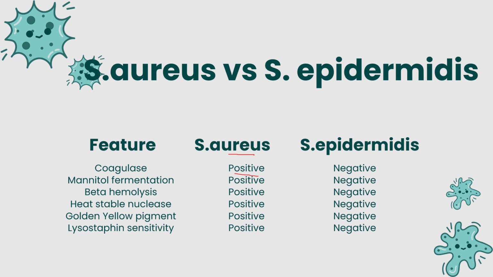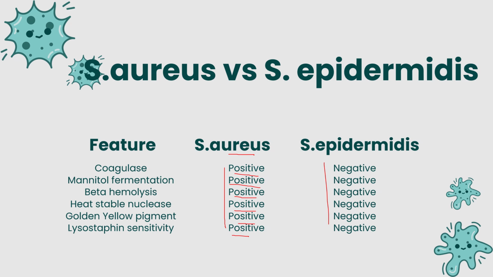Mannitol fermentation: we have seen the colonies become yellow in color when they ferment mannitol. So it is again a case of Staph aureus. Beta hemolysis: the colonies are usually hemolytic, meaning they clear out the area around themselves on a blood agar. Heat stable nuclease is produced by Staph aureus. Golden yellow pigment we have seen is produced by Staph aureus. Lysostaphin sensitivity means this is inhibited by lysostaphin. So all the features will be seen in Staph aureus, but all of them are negative in Staph epidermidis.